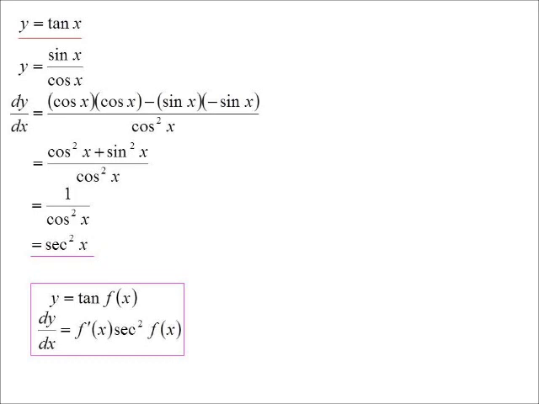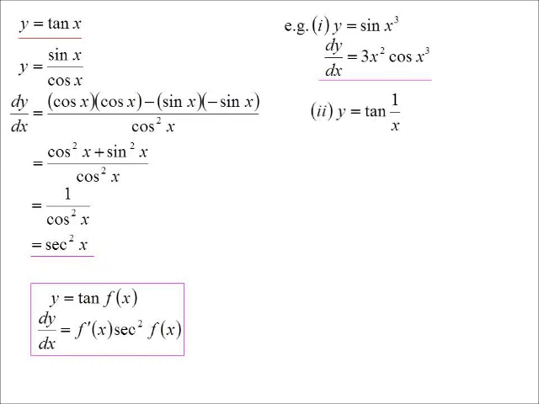Alright, let's look at some examples then. So if I have to differentiate the sine of x cubed, it differentiates to 3x squared, sine goes to cos. 3x squared cos x cubed. Tan of 1 on x, differentiate 1 on x, you get minus 1 on x squared. Sec squared, tan goes to sec squared, and the angle is 1 on x.